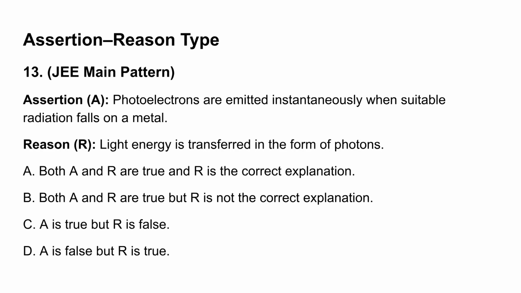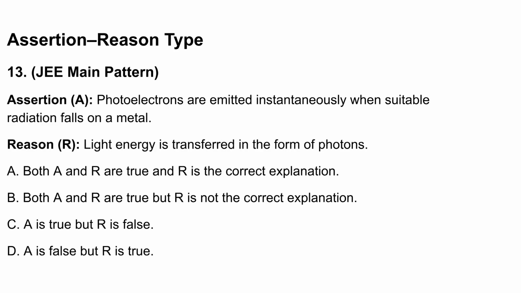Assertion reason type question 13. Assertion A states photoelectrons are emitted instantaneously when suitable radiation falls on a metal. Reason R states light energy is transferred in the form of photons. Select the option that best describes the relationship between A and R.